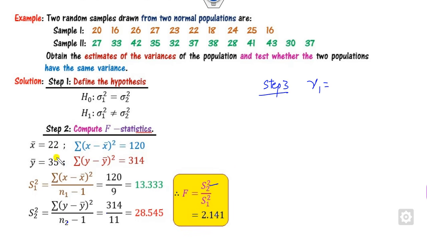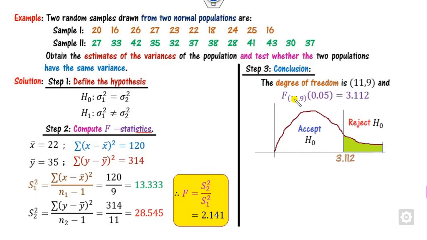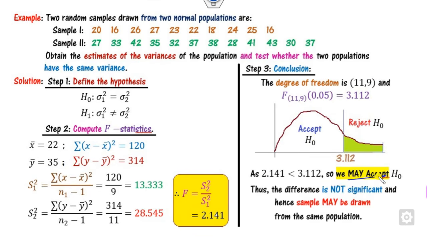S2 degree of freedom is my 11. Okay, how many elements are there? 12 minus 1 is 11, and this is 10 minus 1 is 9. So we need the value at 11 comma 9. 11 comma 9 is given here. This value is 2 point something, which again lies in this region, so we may accept the H0. There is no significant difference between the population variances.